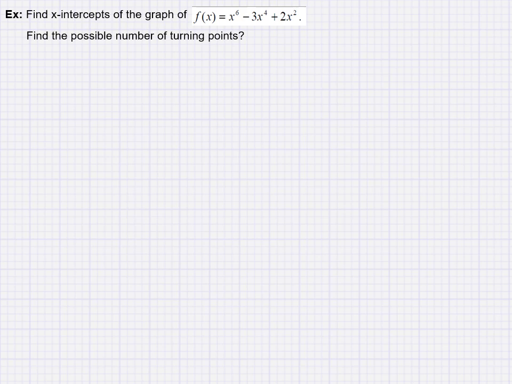Okay, find the x-intercepts of the graph for this function. Then also find the possible number of turning points. So the degree of this polynomial right here is 6, the highest power you see. So the degree is 6. So the max number of x-intercepts is 6.